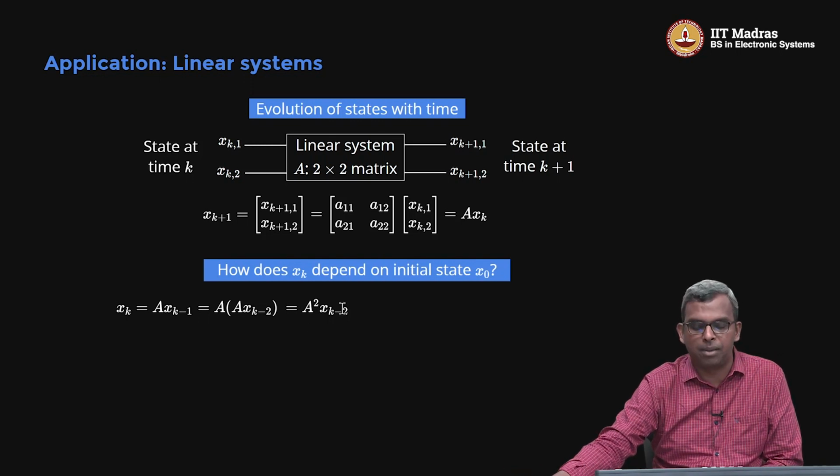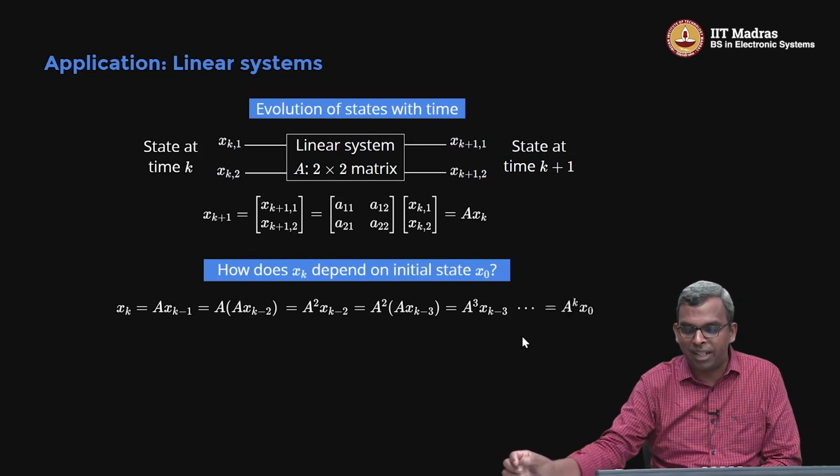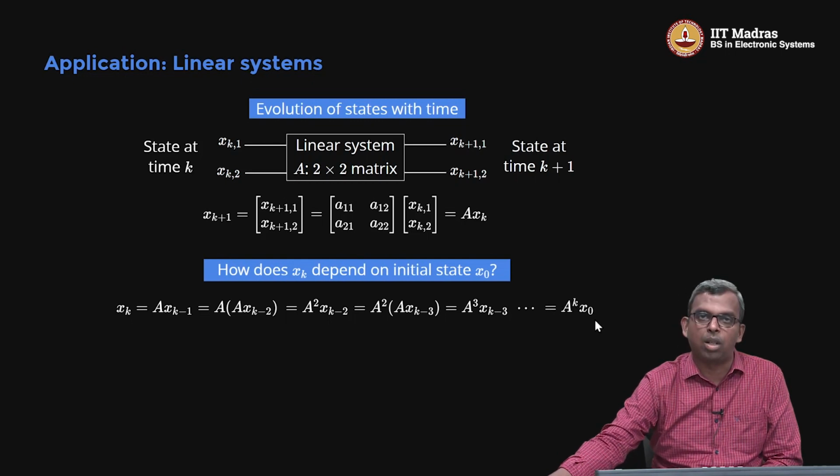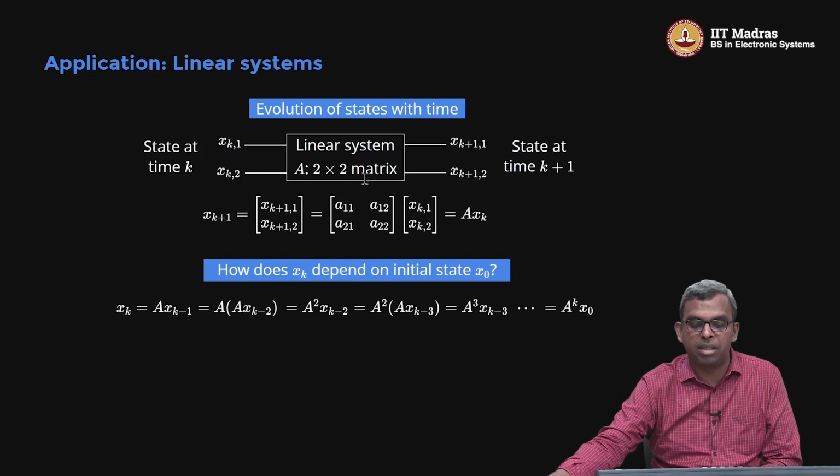Now, I can repeat this. It is A squared times A times xk minus 3. That is the same as A cubed times xk minus 3. Right. Now, I can keep on repeating it. What will happen? I will get A to the power k times x naught. Okay. So, notice how in these linear systems, state evolution is controlled by the power of the operator.